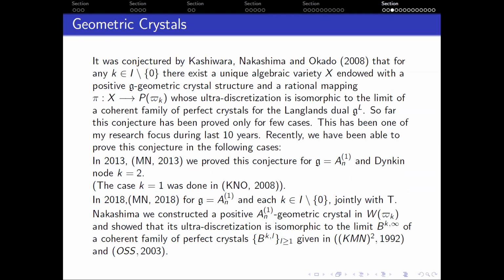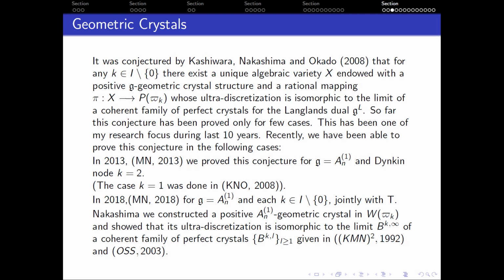So then, I got fascinated with this work, and I started working on it around 2010. Well, actually 2009, I was in Tokyo, and I was talking to Nakashima on this, and we did something before, but then we started working on this to prove the conjecture for k equal to 2, A_n upper 1. Well, now we were able to do that.